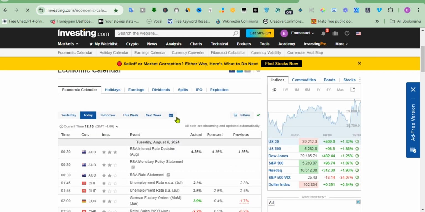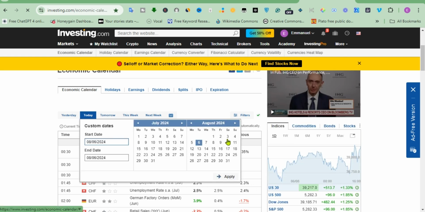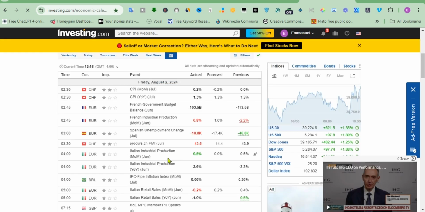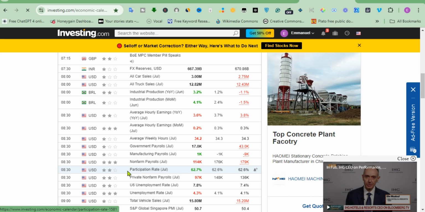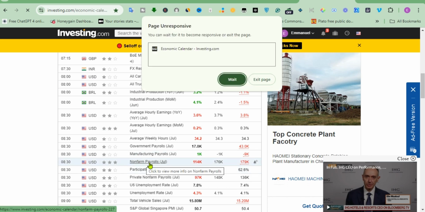Now let's go to the calendar. Last week Friday is in August. Last week Friday is the second. Click on apply. Okay, this is it. This is the second. Look for the US flag. Now look at it, 8:30. Where is it? Oh wow, look at it. NFP, you can see non-farm payroll.